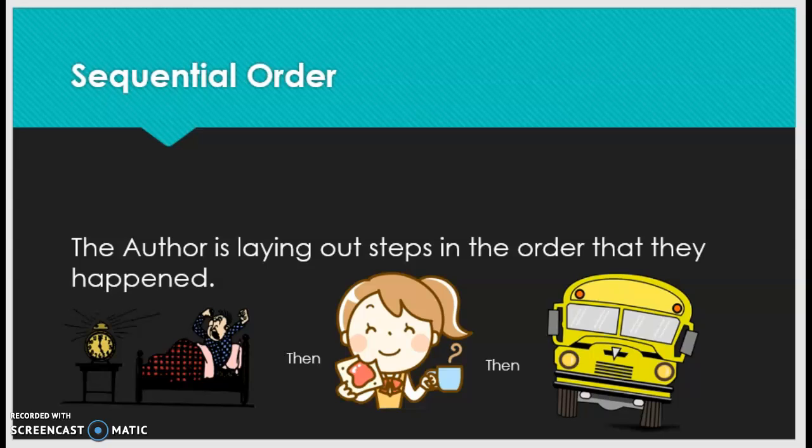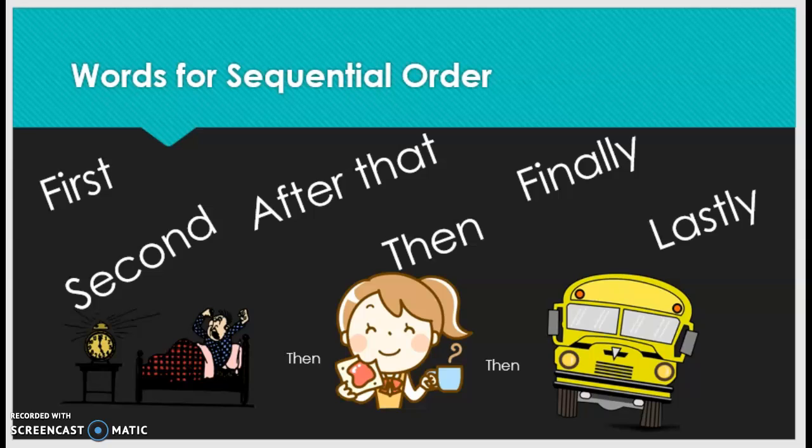If I told you to write a paragraph about everything you did this morning, you would probably write it in sequential order. To tell if a paragraph is written in sequential order, you're going to be looking for certain key words, like first, second, after that, then, finally, lastly. So you might say, first, I woke up first thing in the morning, and second, I ate some breakfast. After that, I went and played outside with the cat. Then it was time for school, so I sat down and did my schoolwork. Finally, I was able to finish my schoolwork and I was able to play outside. And lastly, I had dinner and went to bed.